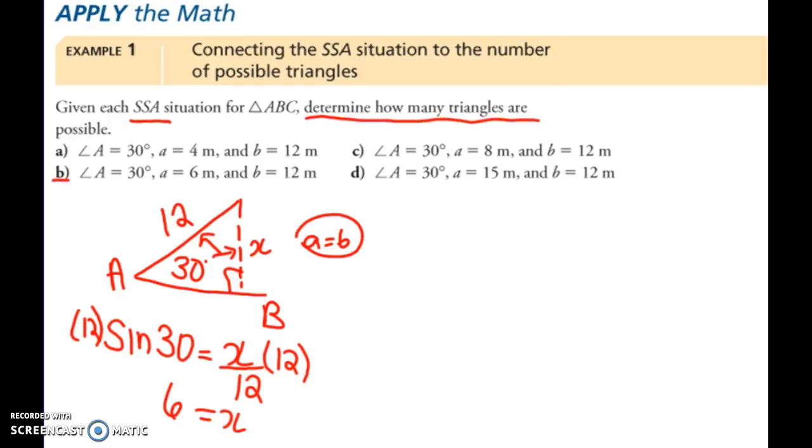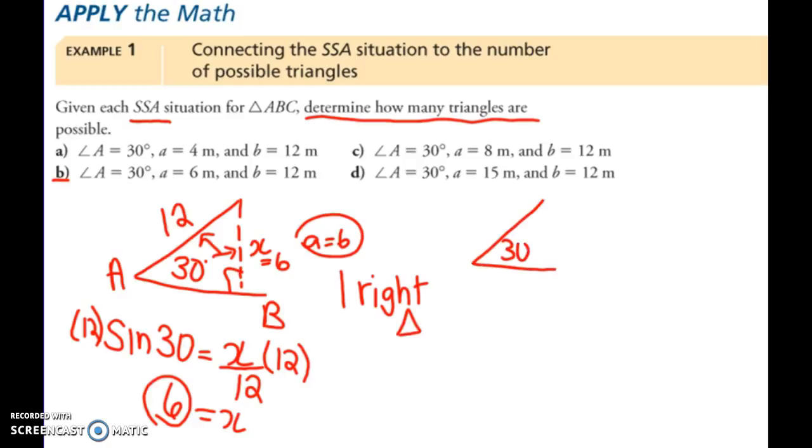Okay, if you notice, to be a right triangle, our height would have to be 6. And what we know is our side length is 6. So this forms one right triangle. Okay, if we look at C, again we have the same information. This is 30. Our side opposite is 8, so we'll just keep that in our minds. And this side length is 12.